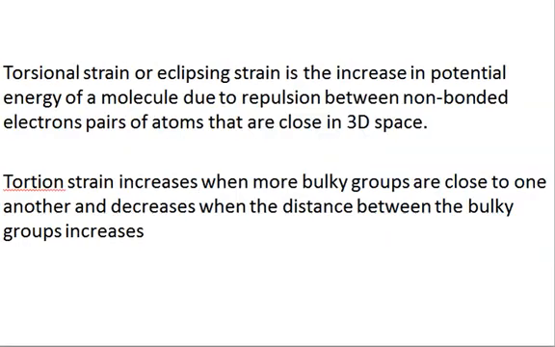Right, so torsional strain or eclipsing strain is the increase in potential energy of a molecule due to repulsion between non-bonded electron pairs of the atoms that are close in 3-dimensional space. The torsional strain increases when bulky groups are closer to one another and decreases when the distance between the bulky groups increases. So in a system which has a single bond, sometimes the torsional strain increases and sometimes it decreases, depending on the relative position of the atoms.